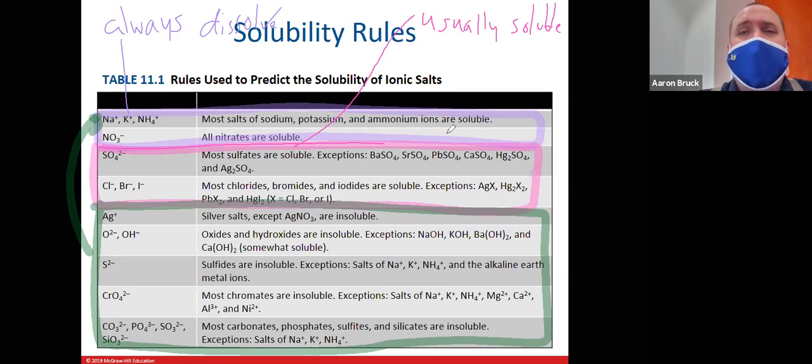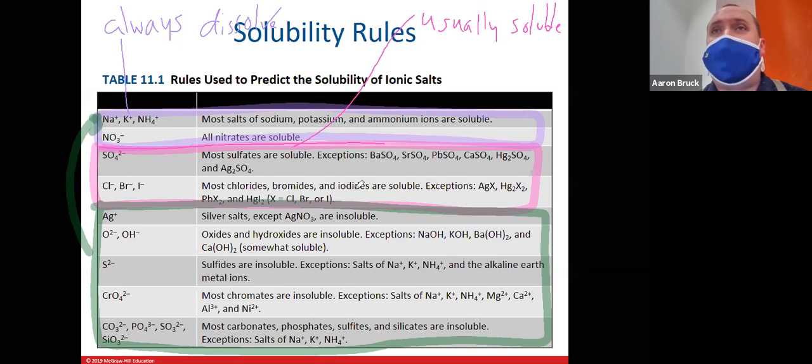Now, this is a pretty handy list. One thing I want you to be aware of, though: you don't have to memorize this list. This is not something I'm going to require you to recall from memory. But what I do want you to be able to do is look at this list and look at a chemical equation and say, okay, I've got barium sulfate and water. Will it dissolve? Well, I look at this and say, okay, most sulfates are soluble, but barium sulfate is one of the exceptions. It's not going to dissolve in the water.